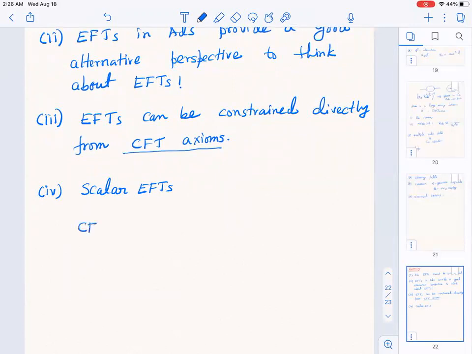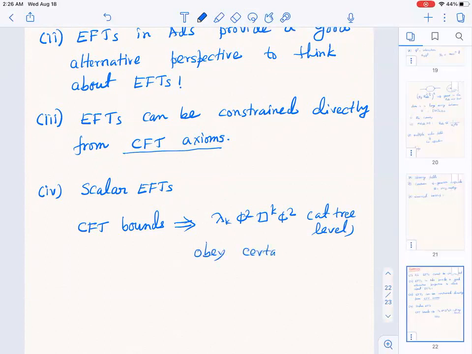And we showed that the bounds imply that interactions such as this obey certain positivity, monotonicity, and log-convexity conditions.